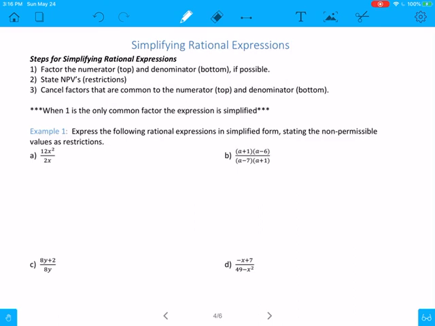But now what we're trying to do is take a rational expression, so something in the numerator, something in the denominator, and reduce them to make them more simple. That's all simplifying really is.